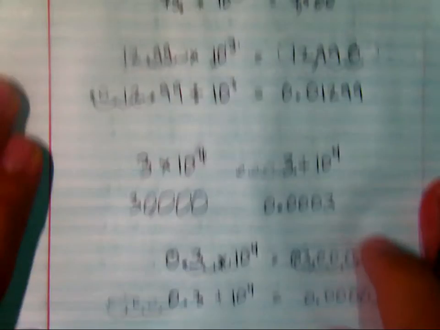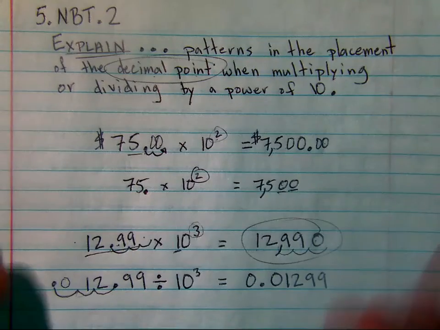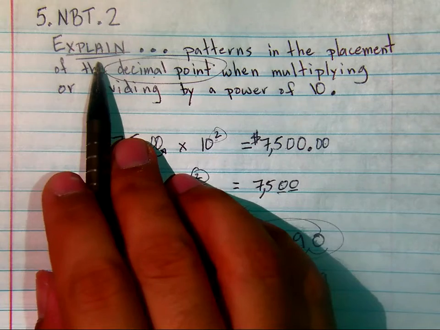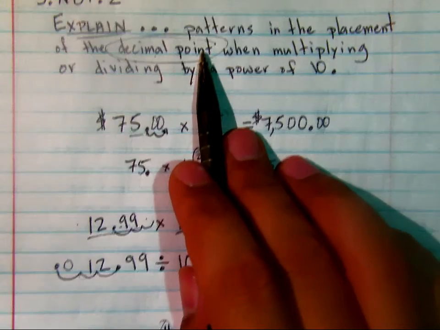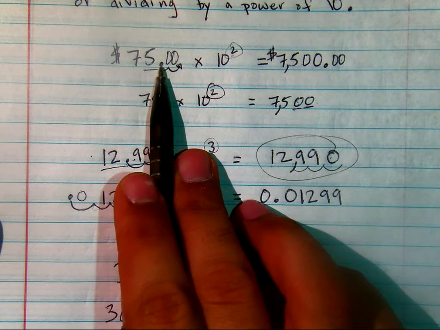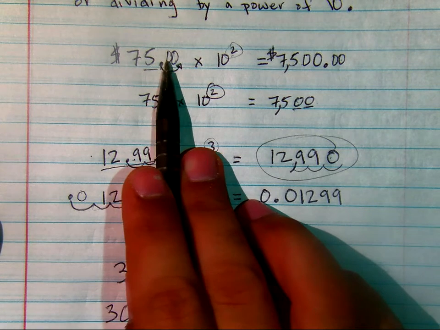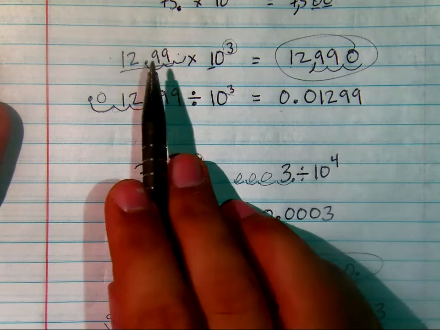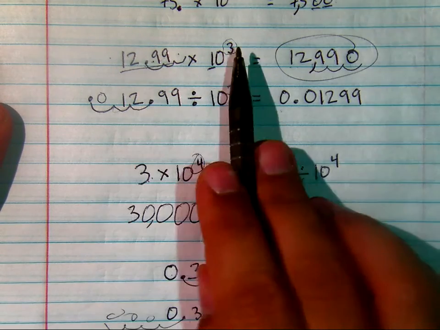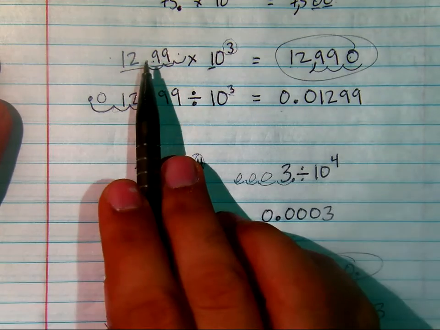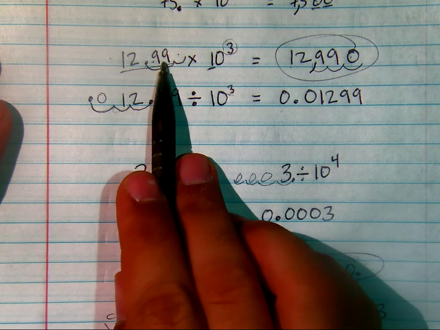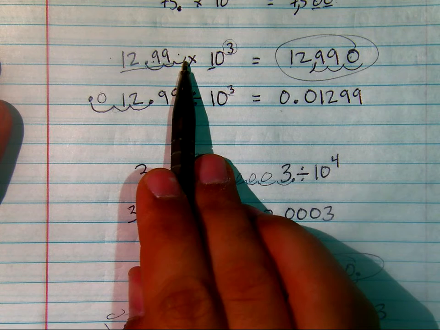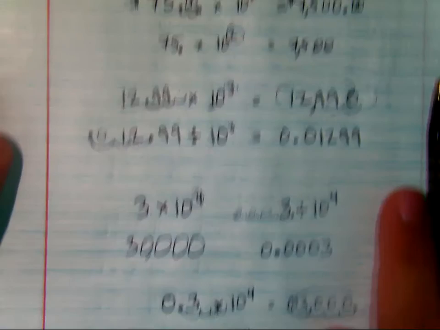So, again, you're going to need to explain these patterns in the placement of the decimal point, referring to the hidden decimals that are moving to show the pattern of zeros. And when you're dealing with an actual decimal number, it's not that it's a pattern of zeros, but that the pattern of zeros is created because of the placement of the decimal point. And that's it for NBT2.